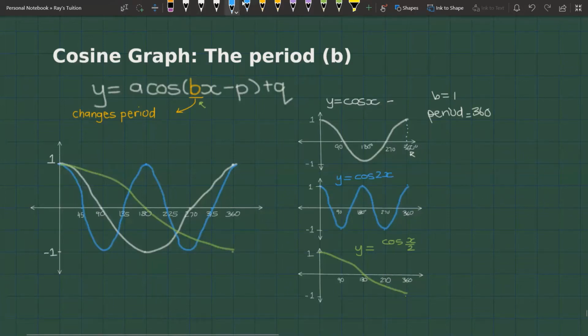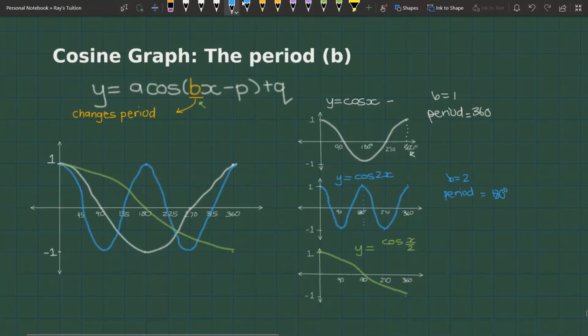In the second case, we have the equation y is equal to 2 cos x. Now what we can see in this graph is that in 360 degrees, there are two cos graphs. So we have that the b value is 2 and the period of the graph is 180 degrees. In 360 degrees, there are two graphs, so one graph is completed in 180 degrees.